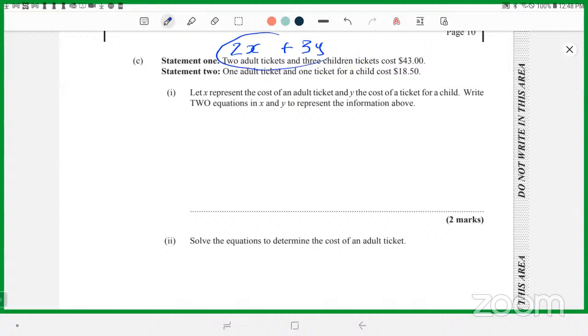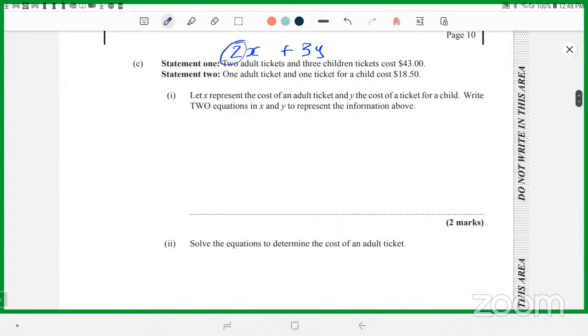That's what we spent: 2 times the cost of an adult ticket, and 3 times the cost of a child ticket. And that total was 43. That equals 43. I'm leaving off the dollar sign. We know that we're working in dollars, so we'll get the answer, put the dollar sign by it, but we have to work in the dollar sign.